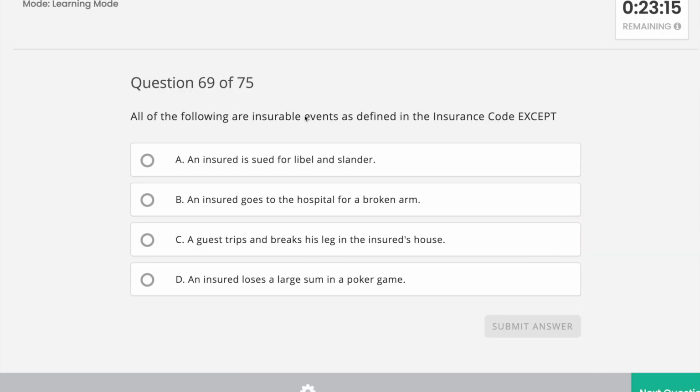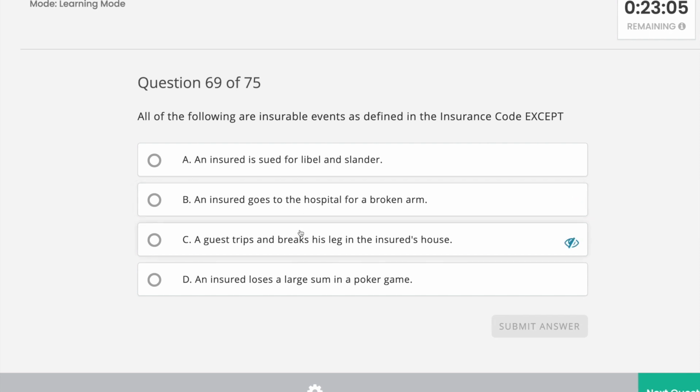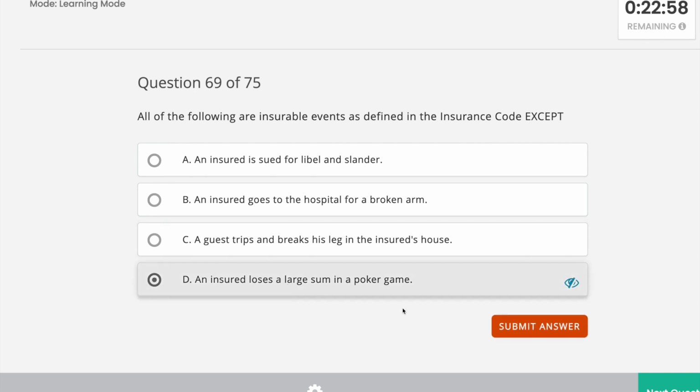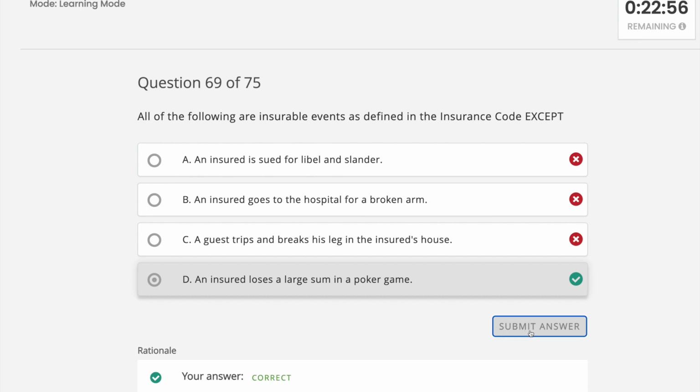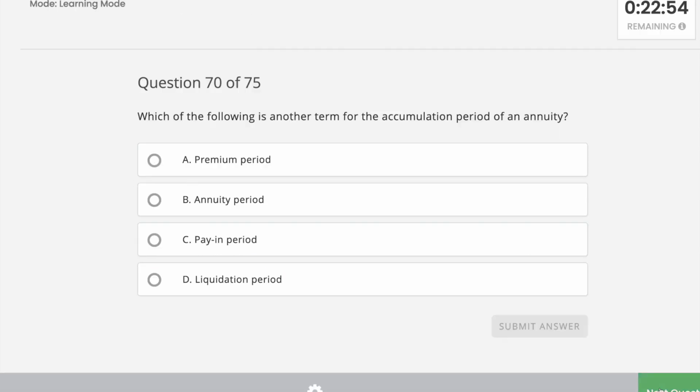All of the following are insurable events as defined in the insurance code, except: an insured sues a neighbor for slander. An insured goes to the hospital with a broken arm. A guest trips and breaks his leg in a house. An insured loses a large sum in poker. This one's obvious, right? You can't insure a poker game.